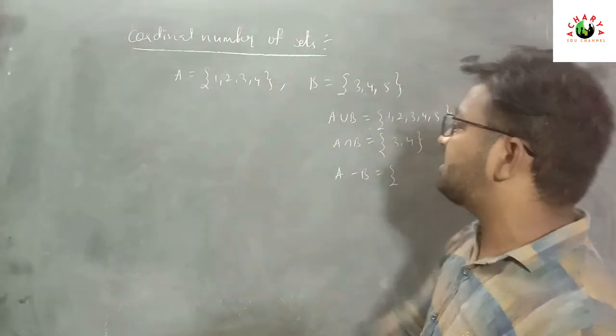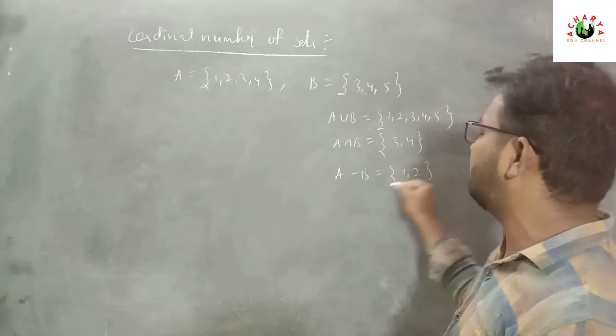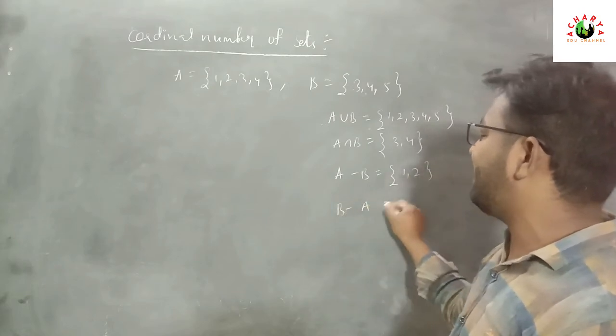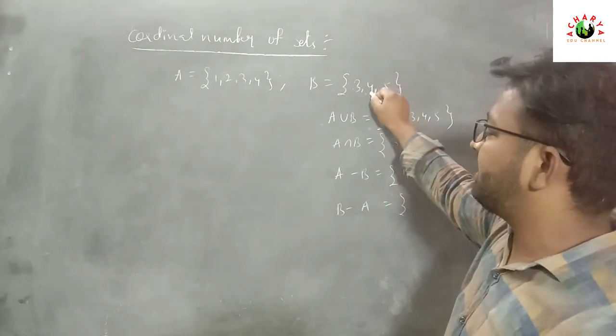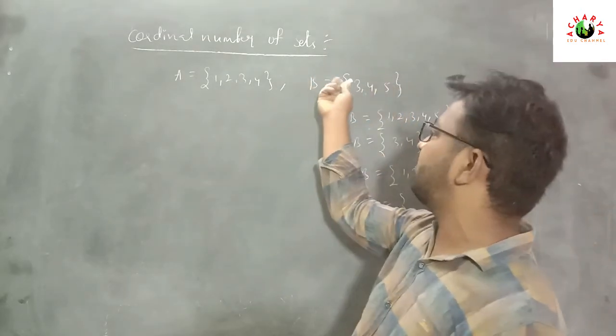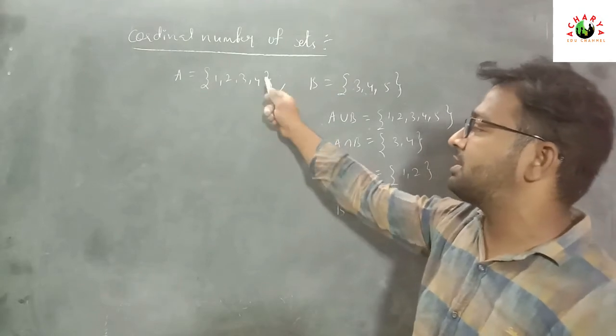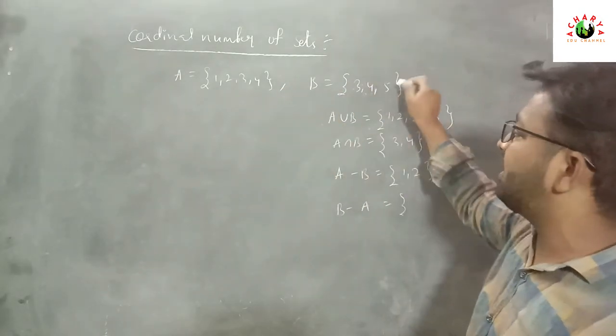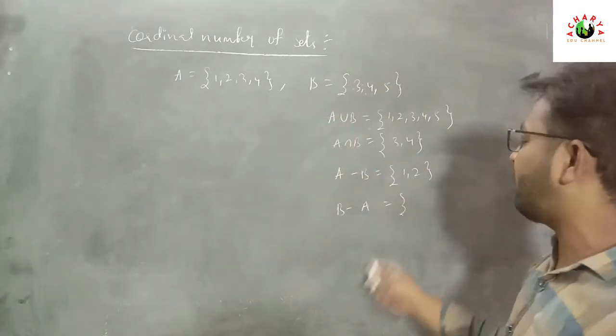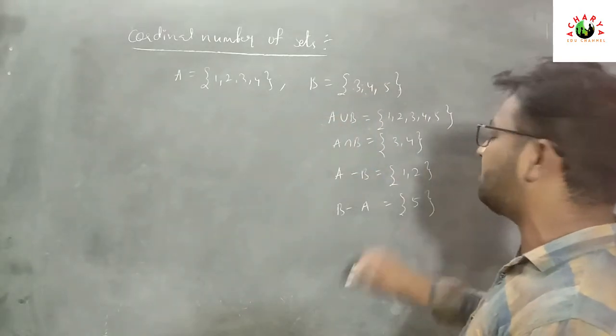The remaining elements of set A is 1 2. Next, B minus A. Here we should write the B elements first, set B elements first, next A elements. So here we should cancel the 3 and 4. The remaining elements of set B is 5. So B minus A is equal to 5.